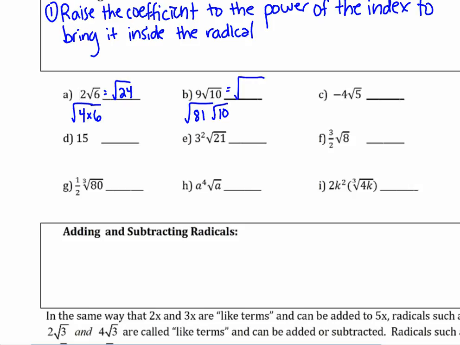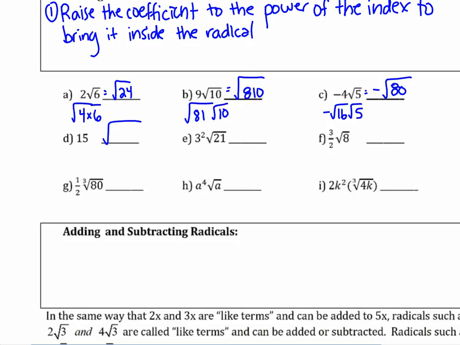Square root of 810. Can you bring a negative inside a square root? No. Cube root? Sure. Square root? No. It would be non-real. So we're going to leave the negative outside. Just bring the 4 in. So what do we do to 4? Square it. 4 squared is 16, times 5 is 80. Negative root 80.